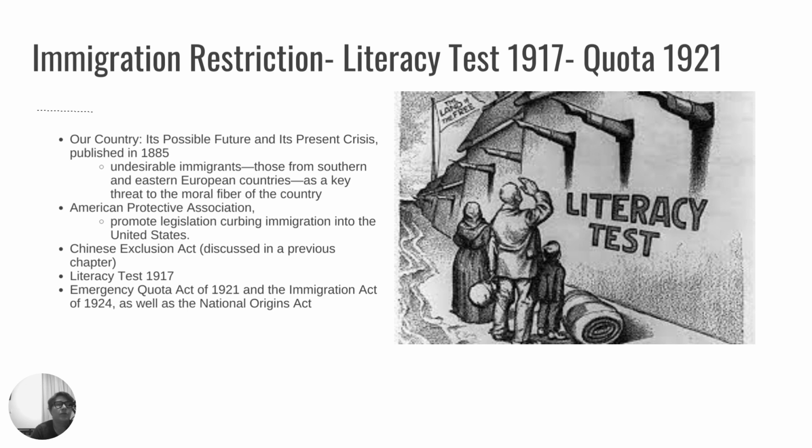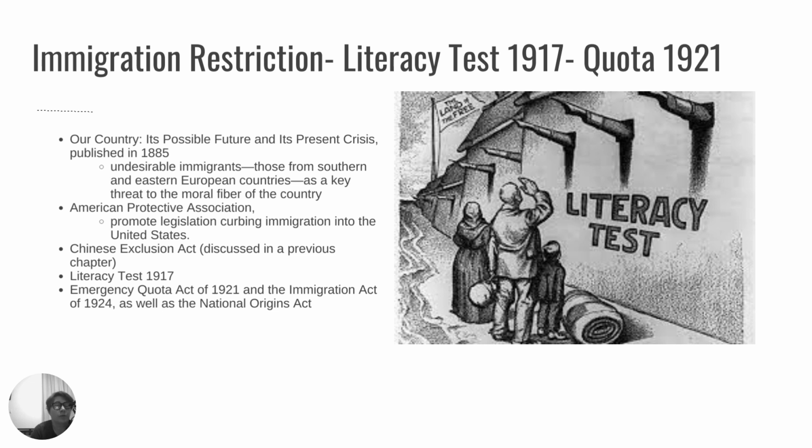In 1917, we're going to start with literacy tests. And then in 1921, we're going to have a quota, which actually starts to limit immigration coming from Southern and Eastern Europe. So nativism is on the rise. People, like I said before, are pointing at these new immigrants and saying they are undesirable, and they are a threat to the moral fiber of the country. There's also going to be the American Protective Association, which is going to try to curb immigration.